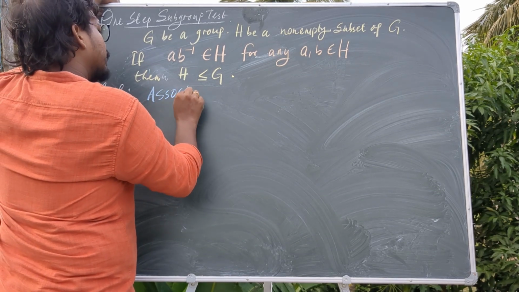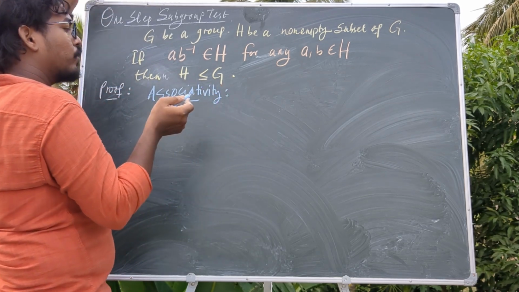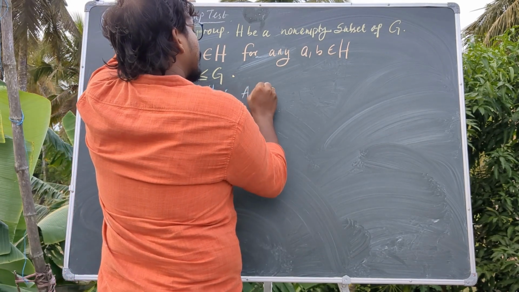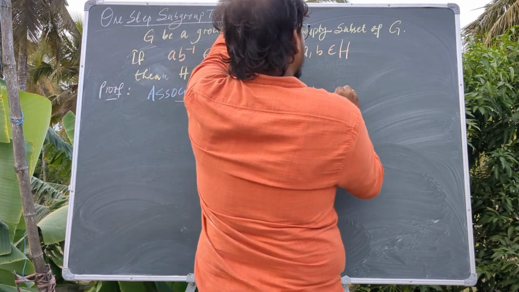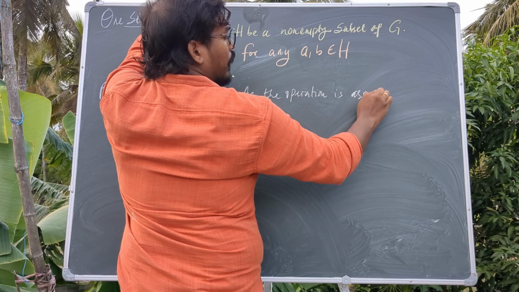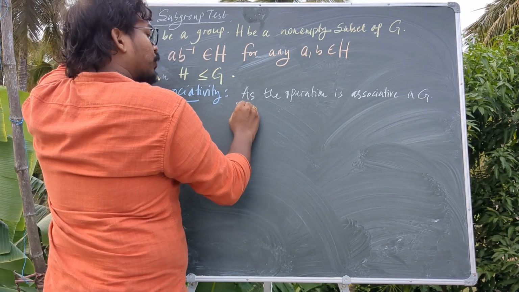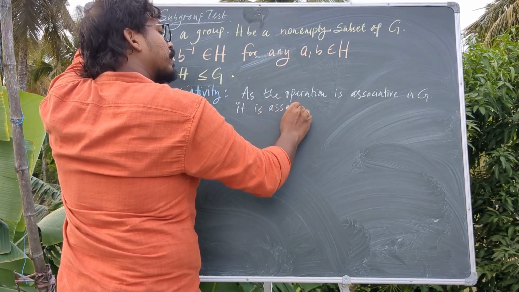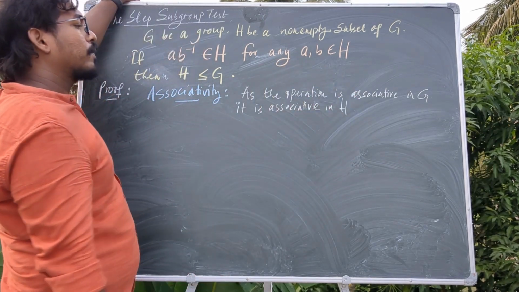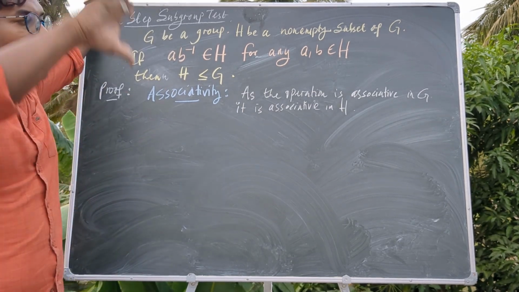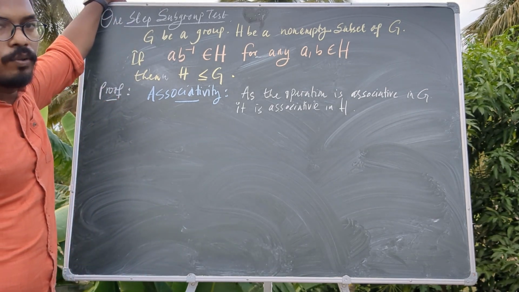First one is associativity. It is the inherited property from the group G, and we can write that the operation is associative in G. It is associative because associativity is a rule and it is satisfied for a bigger set, so it must be satisfied for the smaller set H. So associativity holds.